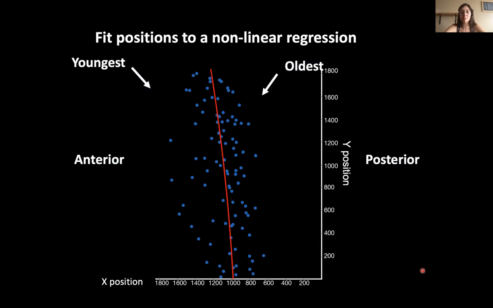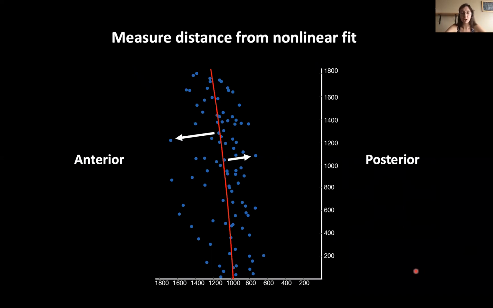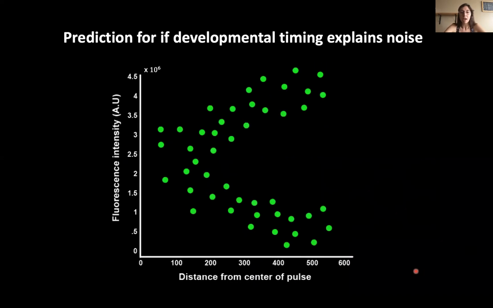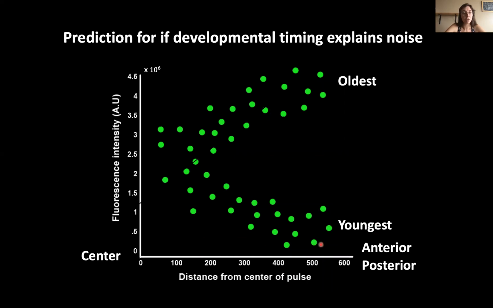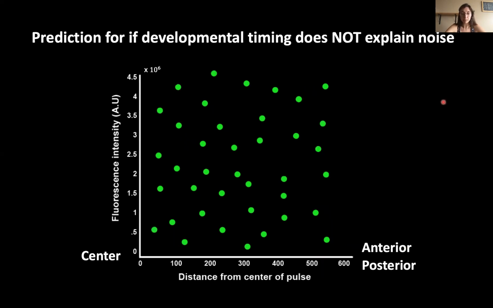To address this, we fit the position of each cell in the pulse with a nonlinear regression. We then measure the distance of each cell to the center of the pulse, with the oldest and youngest cells being furthest from the center. If we then plot the fluorescence intensity of these cells as a function of distance from the center of the pulse, we would predict that if developmental timing does play a role, a relationship somewhat like this, with the youngest cells just initiating and having the lowest fluorescence intensity, and the oldest cells being on the longest, having the highest intensity. Alternatively, if developmental timing does not play a role, we would expect to see no relationship between fluorescence intensity and the distance from the center of the pulse.